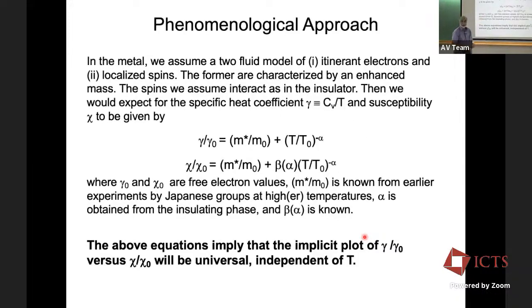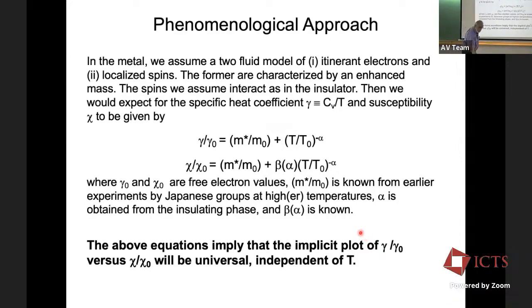So the first approach we took was just a phenomenological approach. We said, let's assume that the disordered electron gas in the metallic phase close to the metal insulator transition actually consists of two fluids, sort of an idea from helium, that there are itinerant electrons and localized spins. The localized spins are sort of mimicking what's happening in the insulator, and the itinerant electrons are giving some kind of a Pauli susceptibility and a linear term in specific heat, all the rest of it.